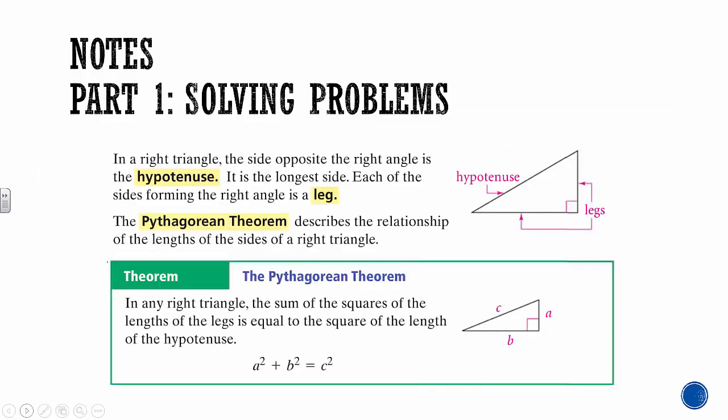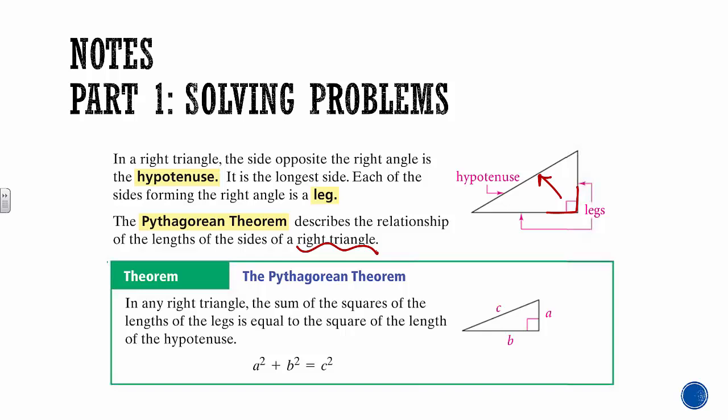So, solving problems. We have this right triangle here, and we have the two legs. They make the right angle, and then your hypotenuse is the longest side, and it's always opposite the right angle, like we just said. The Pythagorean theorem describes the relationships between the lengths of the sides of a right triangle, and it's important to keep in mind that it only works for right triangles.